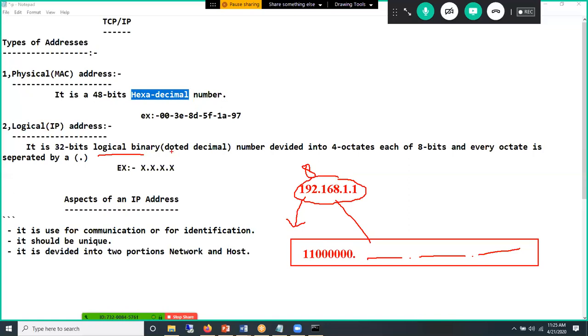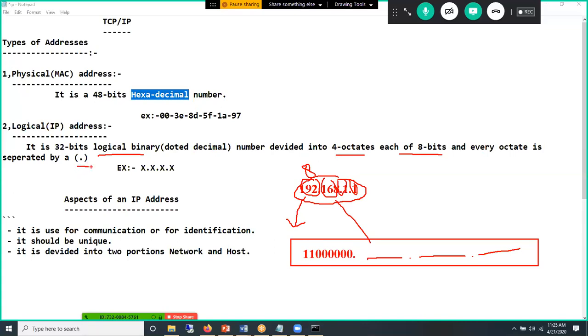So an IP address is in the form of logical binary, or you can say dotted decimal, and is divided into 4 octets. Octet means every portion; we have 4 portions. Every portion is 8 bits. This is 8 bits, this is 8 bits, and this is 8 bits. Each octet is separated by a dot.